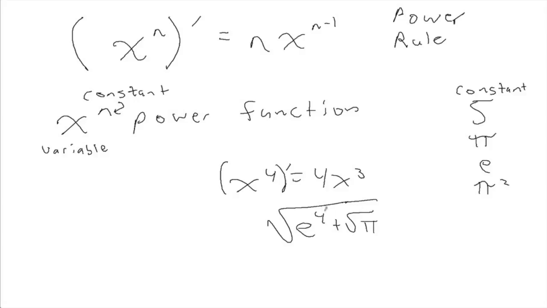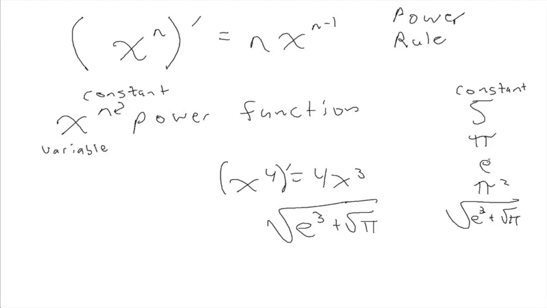Is this a variable or a constant? It's a constant. If you plugged in on your calculator e cubed plus root pi and then took the square root, you just get a single number. So this is a constant too. So these are all constants. What's the derivative of this with respect to x? 0. That's right.